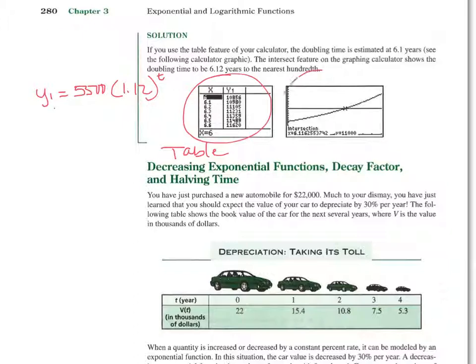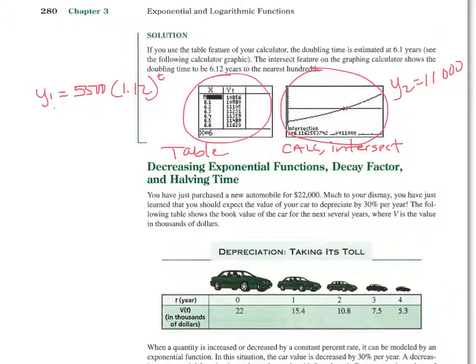And this next picture here is what you get if you go into Y2 and put that amount that we want, that 11,000, and then find this intersection. The intersection, if you go under Calc, which is above Trace, and I think it's number 5, you go under Intersect, you can find the intersection of any two lines. So that will give us the exact one. It says it intersects at 6.12 if I round. So that's how many years it takes for that to double.